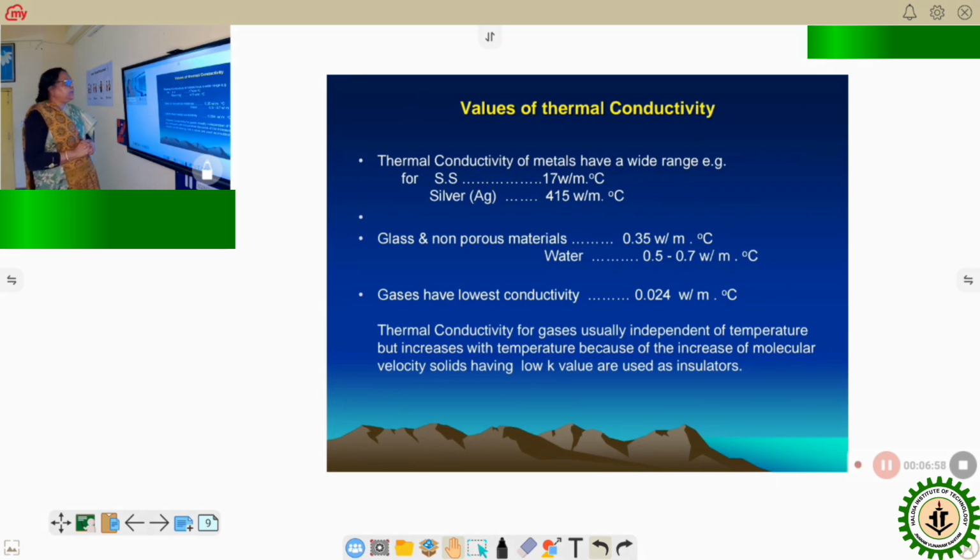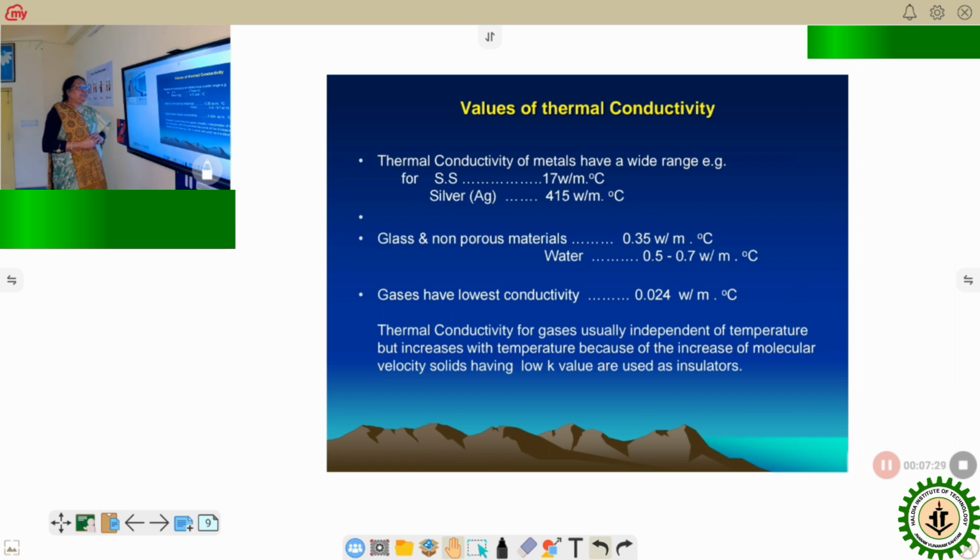Now, values of the thermal conductivity is higher in the metal, that is for the stainless steel the value is about 17 watt per meter degree centigrade. For the silver it is about 415 watt per meter degree centigrade. But for the porous glass materials, this value reduces to about 0.35 watt per meter degree centigrade, and for water the thermal conductivity value is about 0.5 to 0.7 watt per meter degree centigrade.